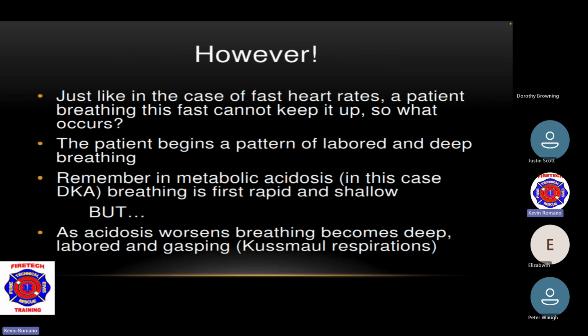Just like the case of the fast heart rate, a patient breathing this fast cannot keep up. So what occurs? The patient then begins a pattern of labored and deep breathing, Kussmaul respirations. Remember that in metabolic acidosis, in this case, DKA, breathing is first rapid and shallow, but as acidosis worsens, breathing becomes deep and labored, and then becomes gasping, which is that Kussmaul respiration starts kicking in.